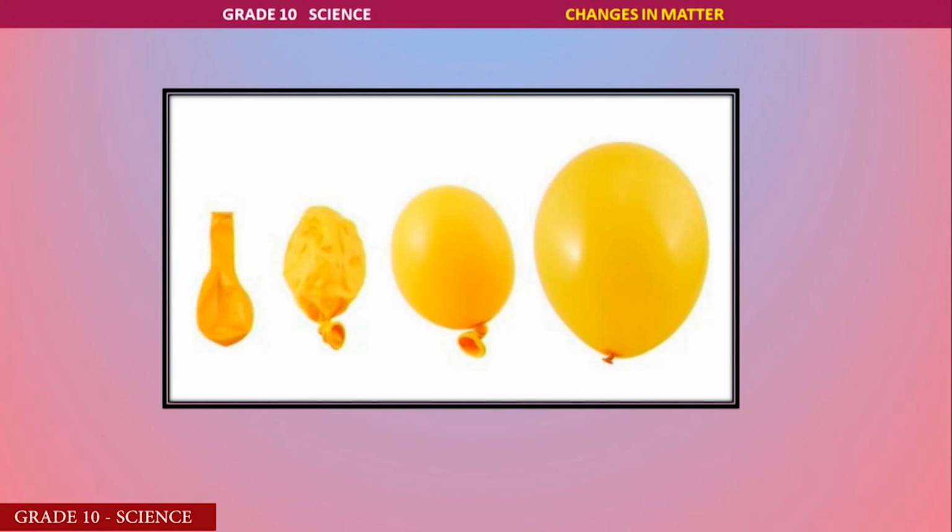What is the reason for that? The last balloon is filled with gas. That's why we can conclude that gases also take space from the surrounding. Now let's see whether gases have a mass.